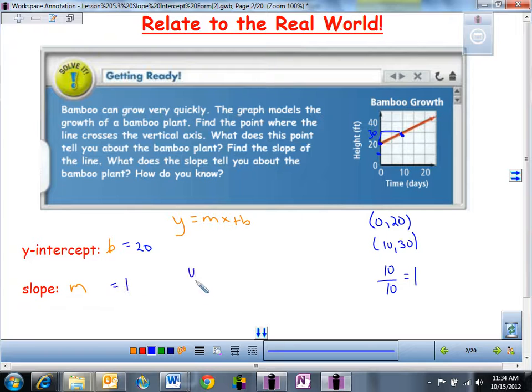So the equation would be y equals 1x plus 20, which we would also write as y equals x plus 20, because 1x and x are the same thing.